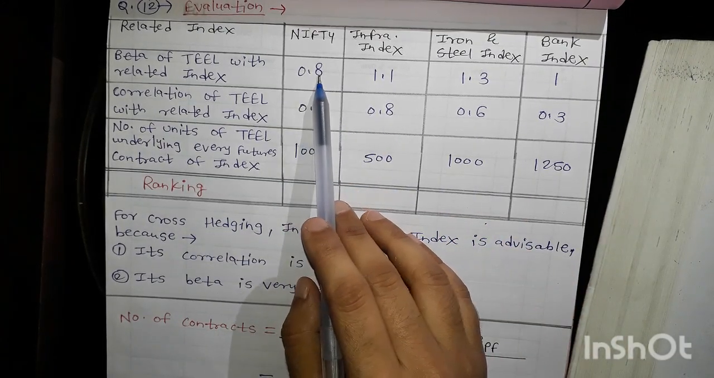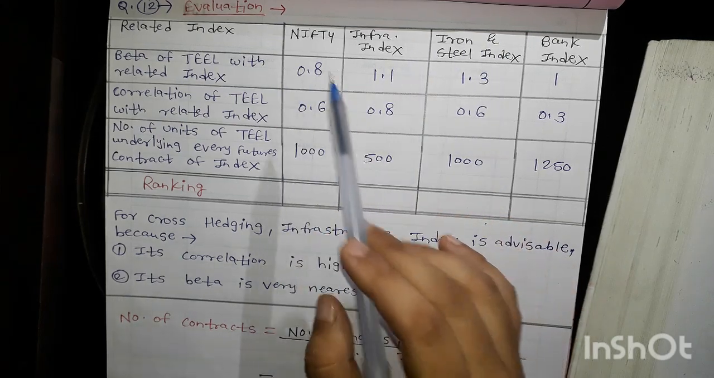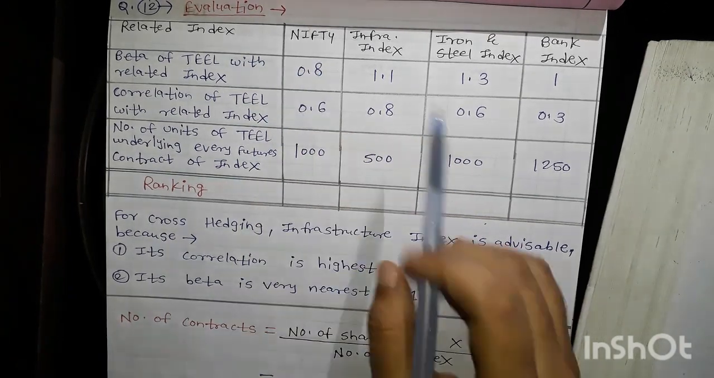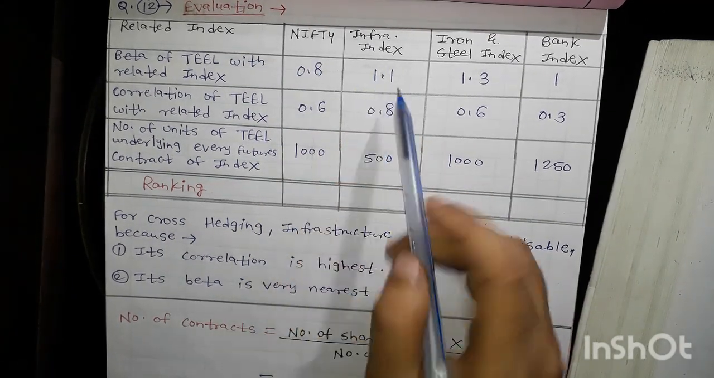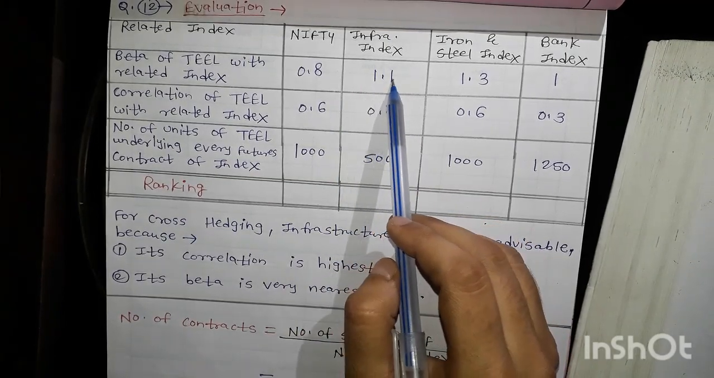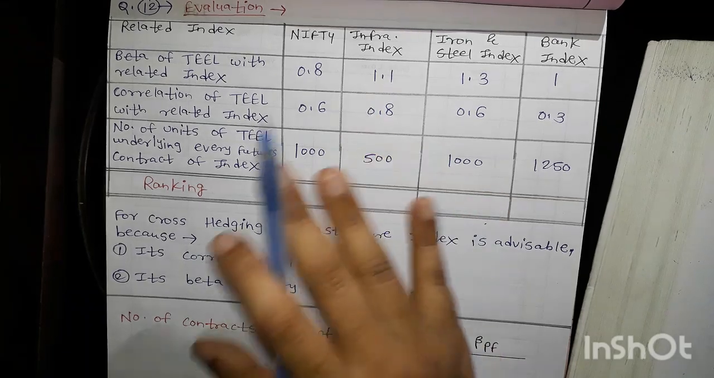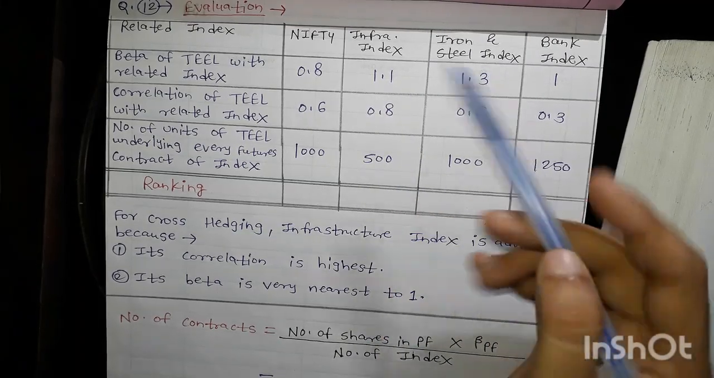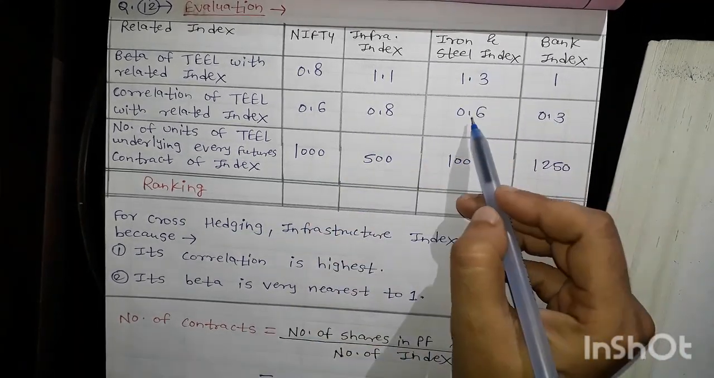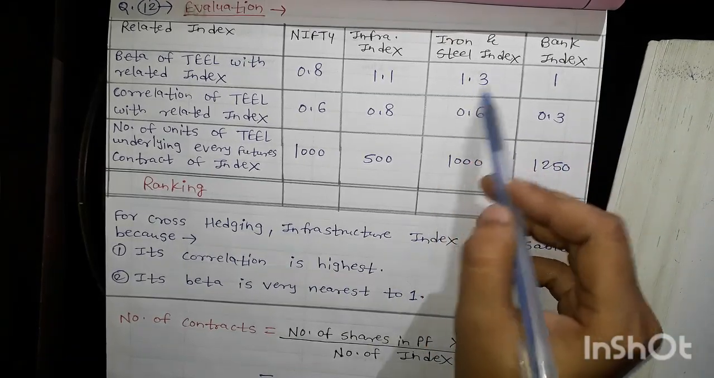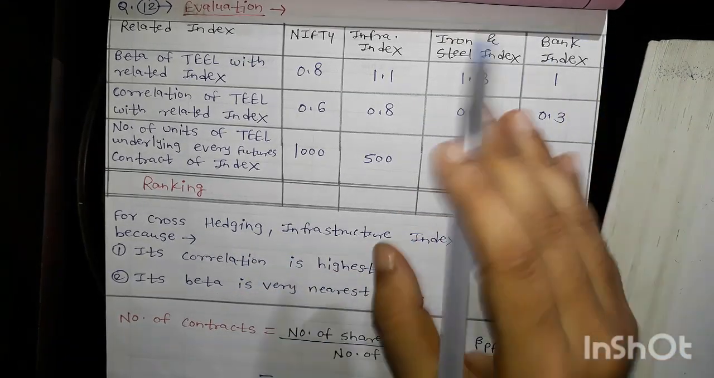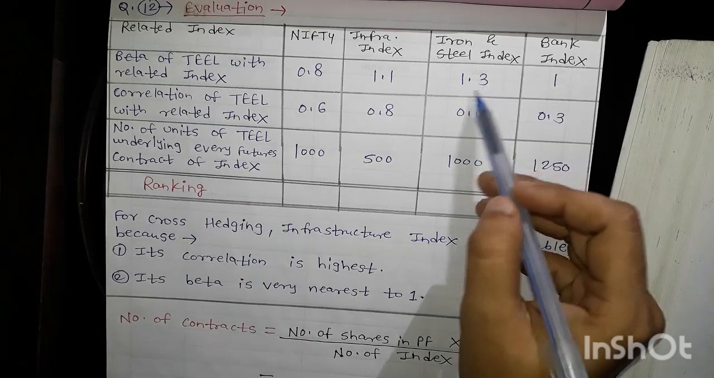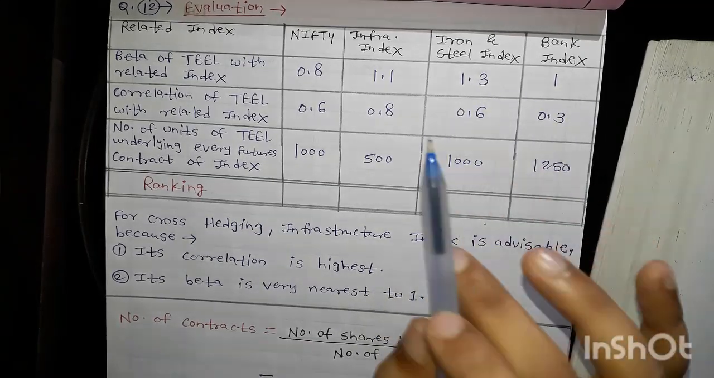See, here 0.8, which is 0.2 away from 1. 0.2 is the difference over here. Here the difference is 0.1, because 1.1 minus 1; plus or minus we don't consider, we just take the difference. So it is 0.2, it is 0.1, and here 0.3. This one will not come because the correlation condition is also not satisfied. And here the beta is 1.3, so the difference from 1 is 0.3, so definitely we have to cancel it.